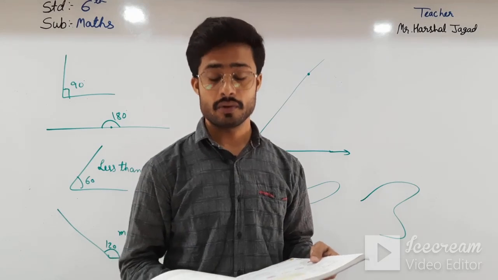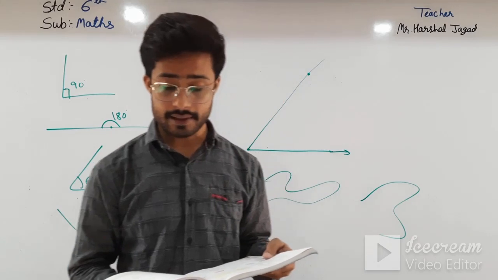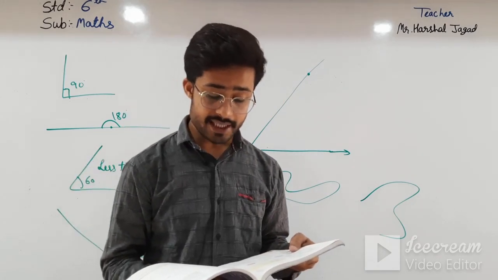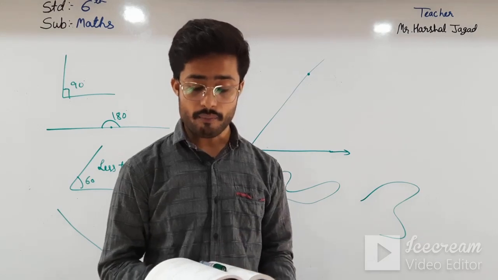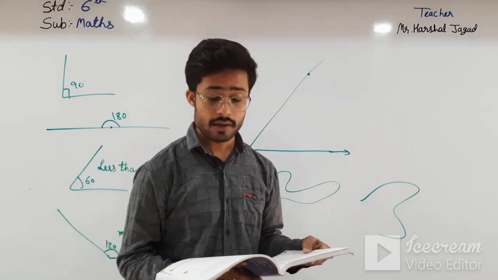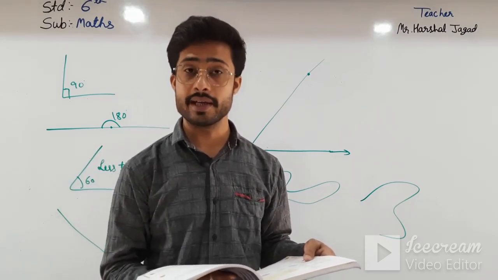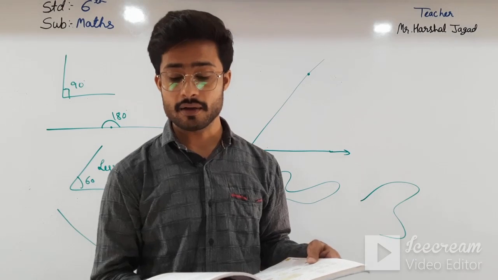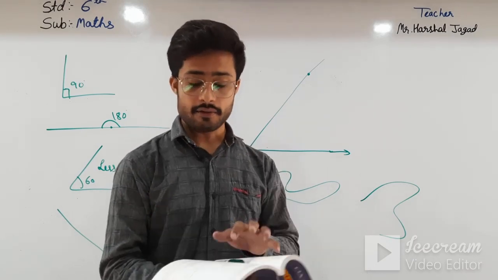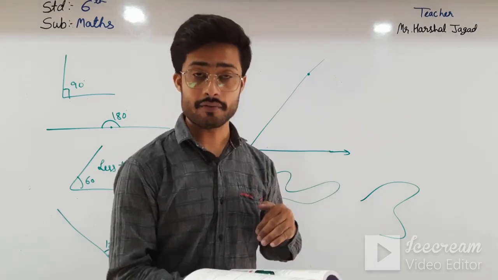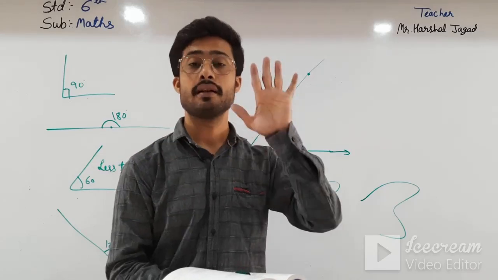Okay students, and then coming to interior and exterior of closed figures. There are some points given. A is the interior of the curve, B is the boundary on the curve, and C is the exterior of the curve. The interior of a curve together with its boundary is called a region.